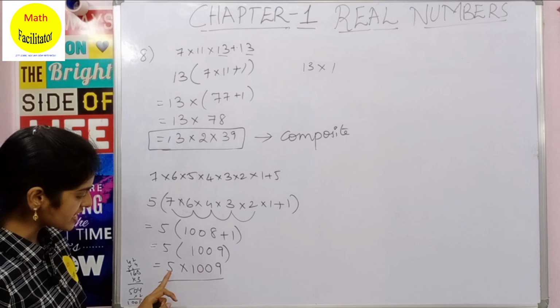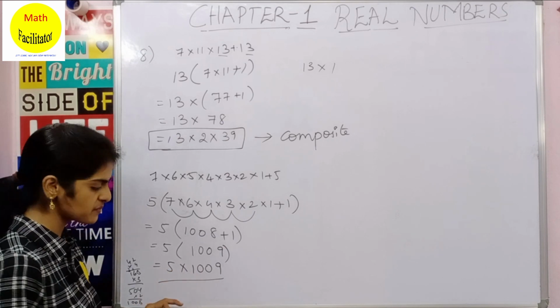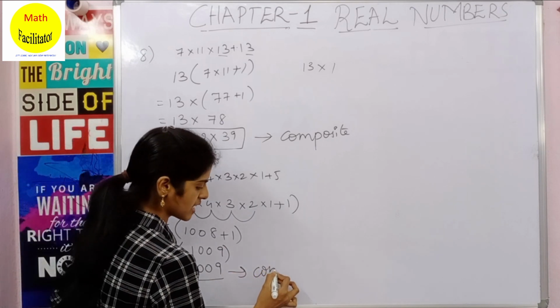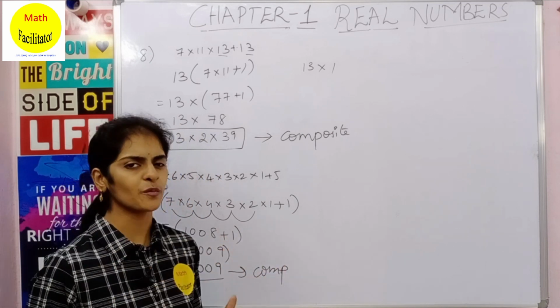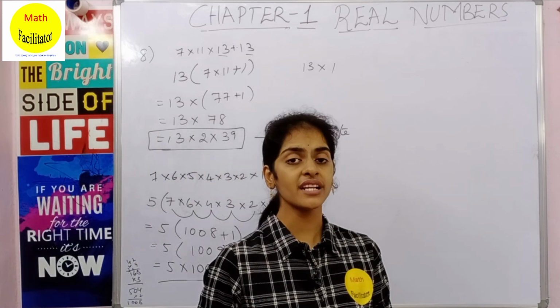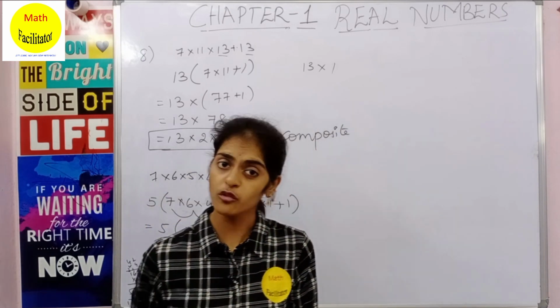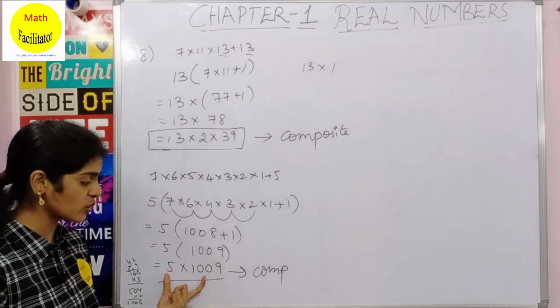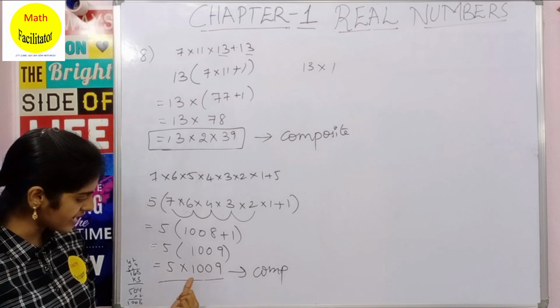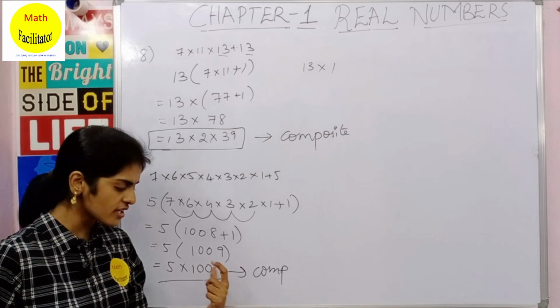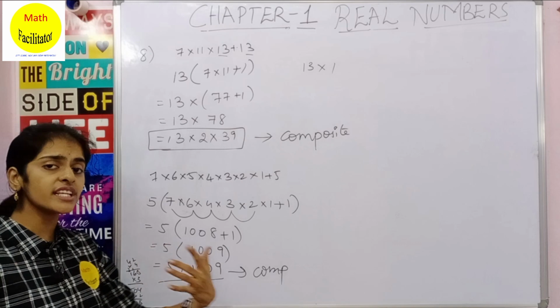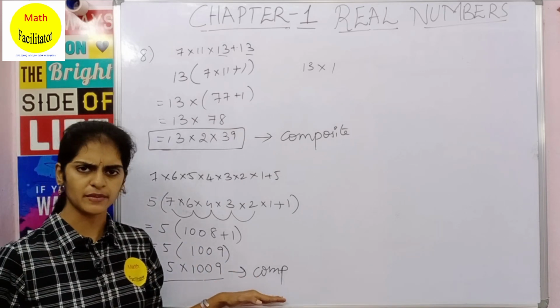Yes, so you are expressing it as a product of numbers, which means this is nothing but a composite number. Yes, what is the definition of a composite number? A composite number has factors more than one and itself. Yes, so if you have more than two factors, then here you can see you have more than two factors. You have factors 5, 1009, and 1 is also a factor of this. So it has more than two factors, so this number is a composite number. Simply you can say that.